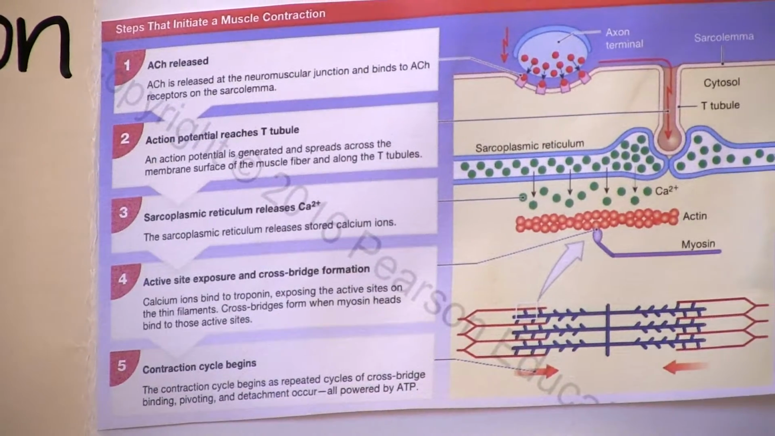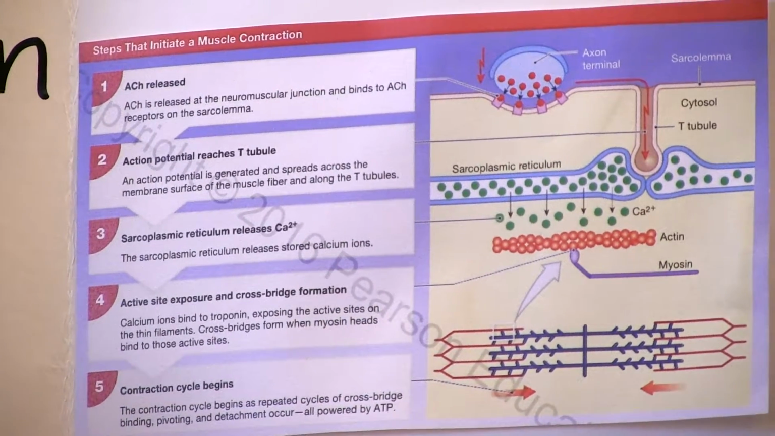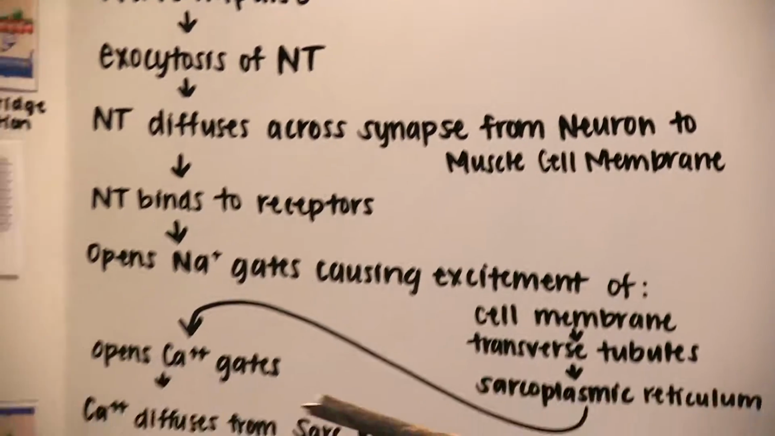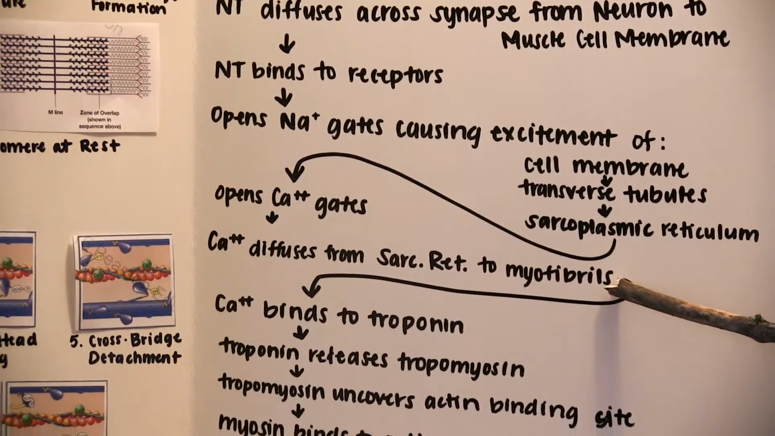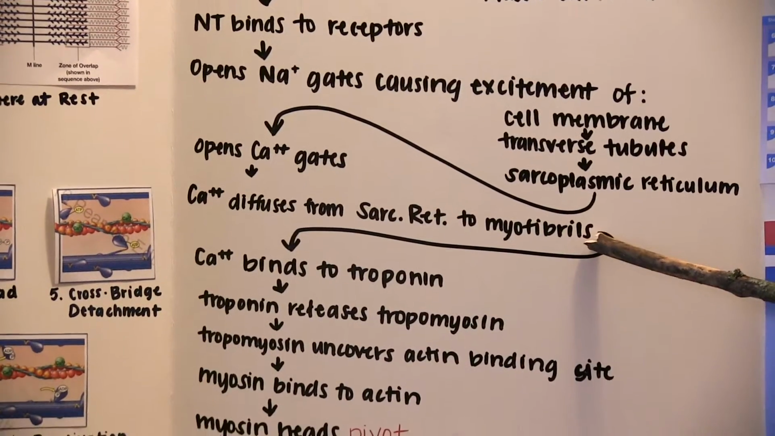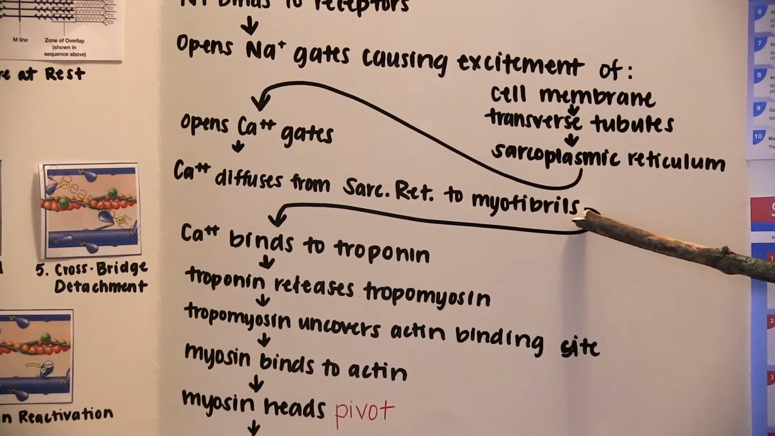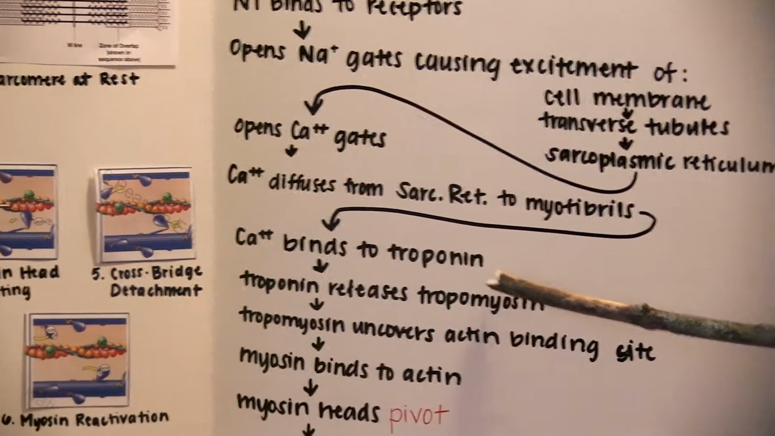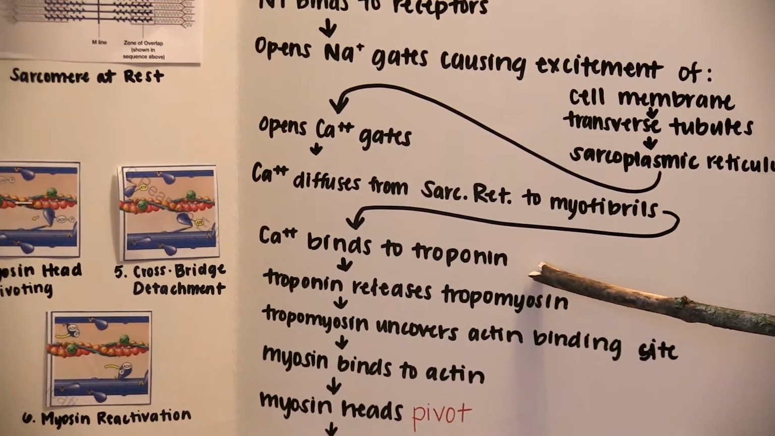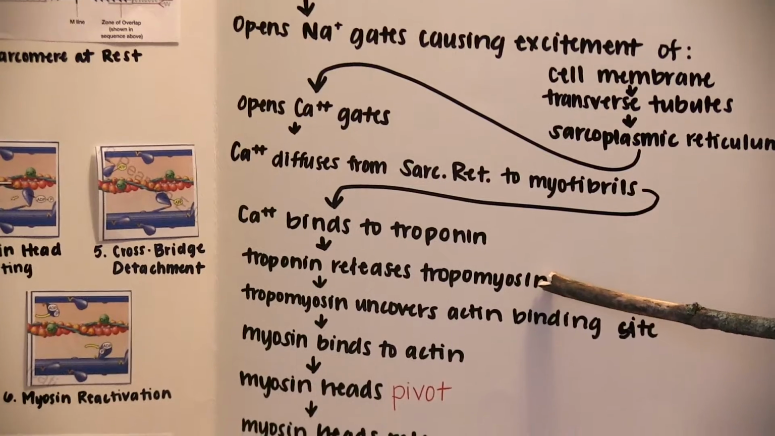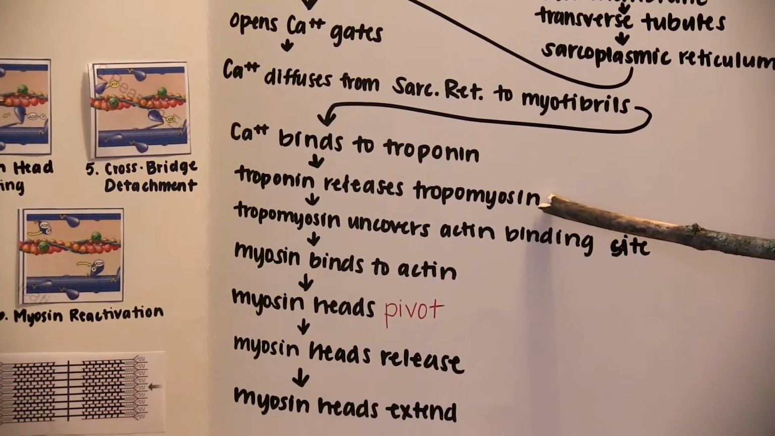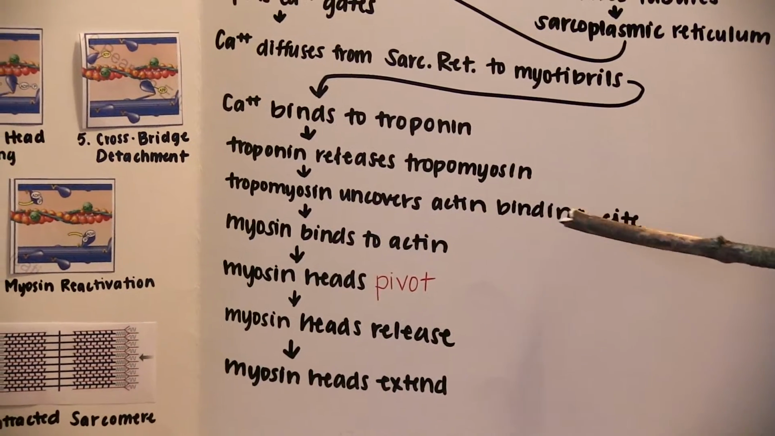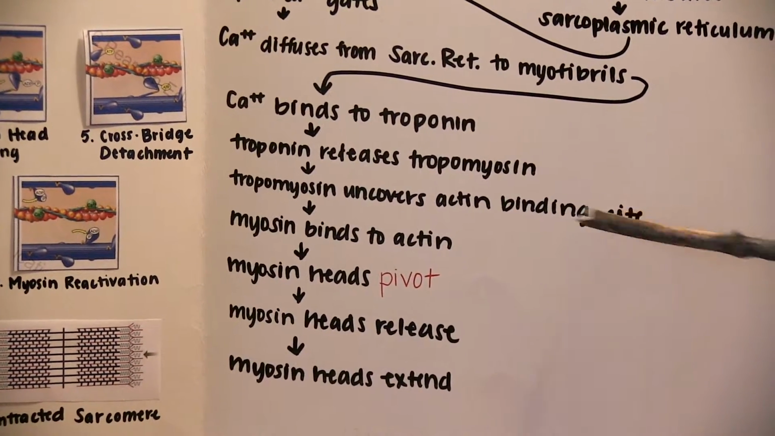After depolarization occurs, calcium gates will open and calcium will diffuse from the sarcoplasmic reticulum to myofibrils. This is due to the high concentration of calcium inside the sarcoplasmic reticulum. Calcium will then bind to troponin, a molecule. Troponin then releases tropomyosin, another molecule that covers up binding sites. Tropomyosin moves to expose or uncover the active binding sites.